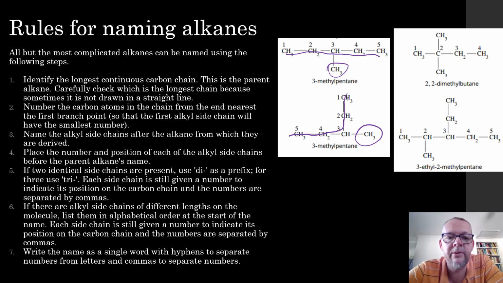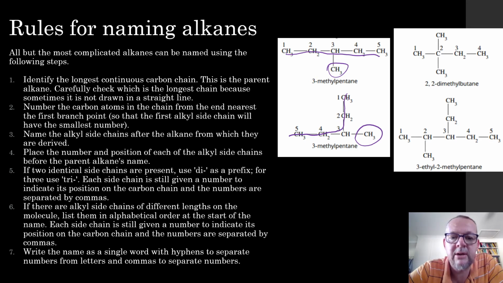So we place the number and the position of each alkyl side chain before the parent alkane name. Now, if 2 identical side chains are present, we're going to use the prefix di. If there's 3, we're going to use tri. So you could get a trimethyl, for example, or even a triethyl, if it's like an ethane but dropping a hydrogen.